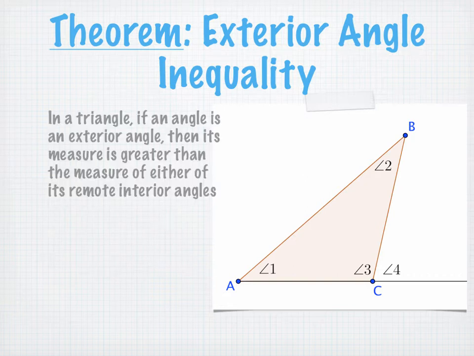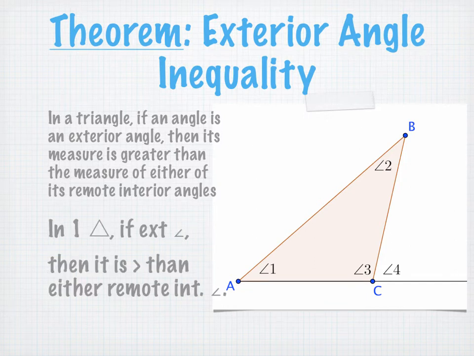So in terms of specific wording, I think your textbook has something like, in a triangle, if an angle is an exterior angle, then its measure is greater than the measure of either of its remote interior angles. Or in abbreviated form, in one triangle, an exterior angle is greater than either remote interior angle.